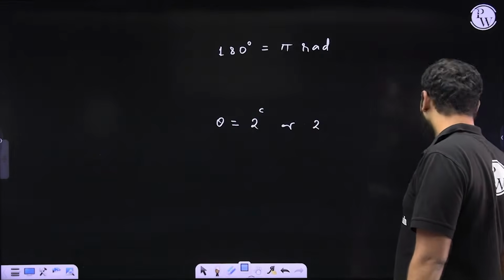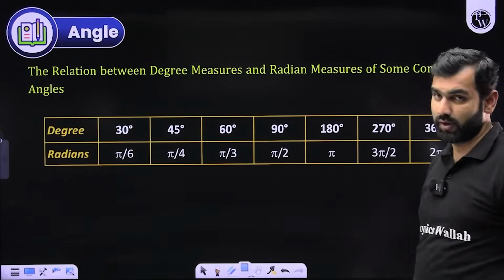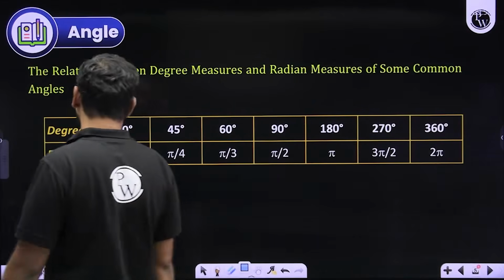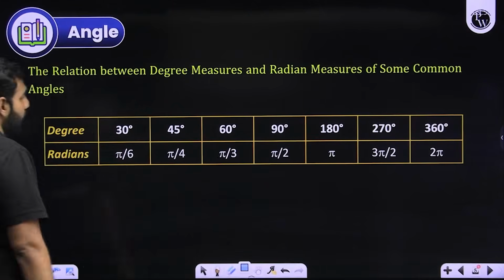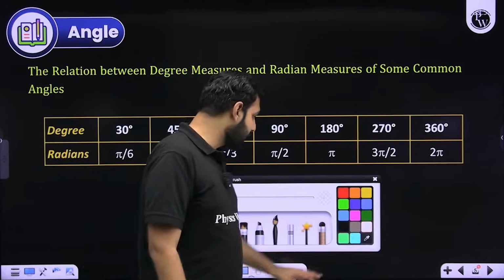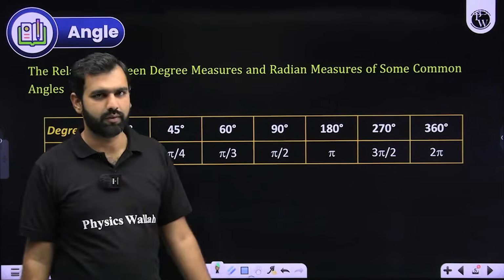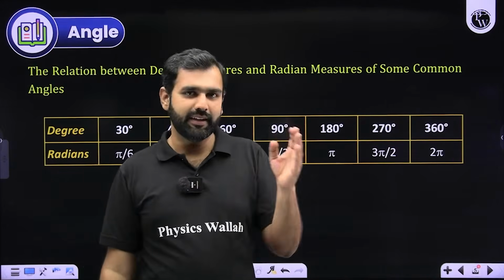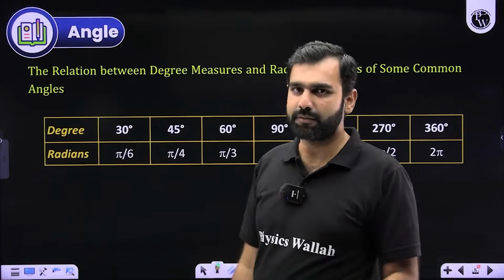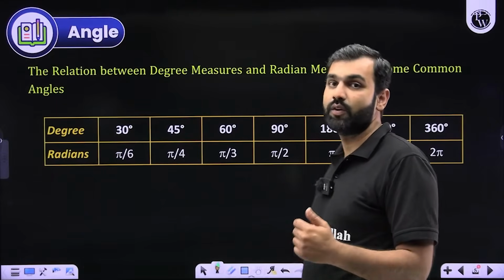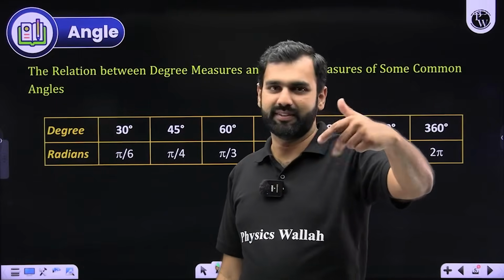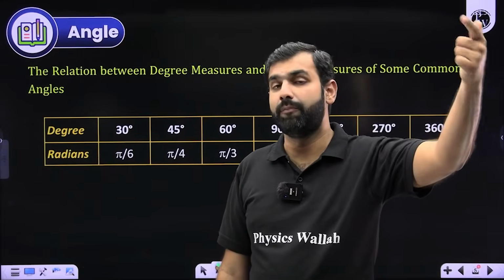The conclusion I'm willing to draw here: if I ask you what the radian conversion of 30 degrees is, what will be your response? Sir, we know that 180 degrees is pi radian. So 30 degrees is 1/6 of 180, and 1/6 of pi will be pi by 6.